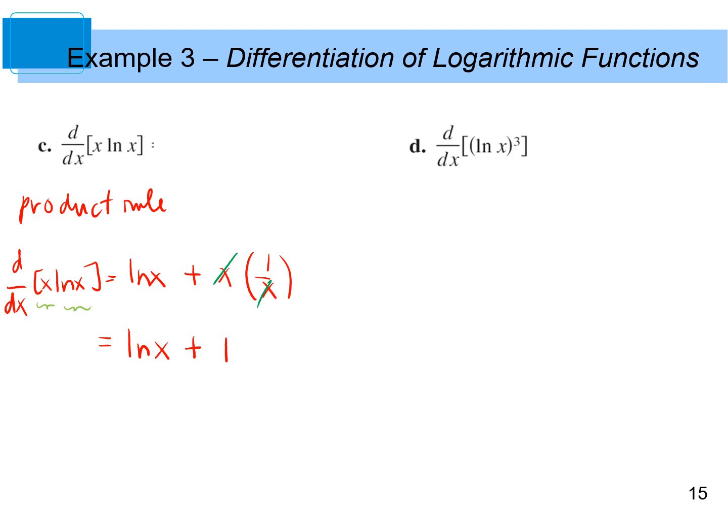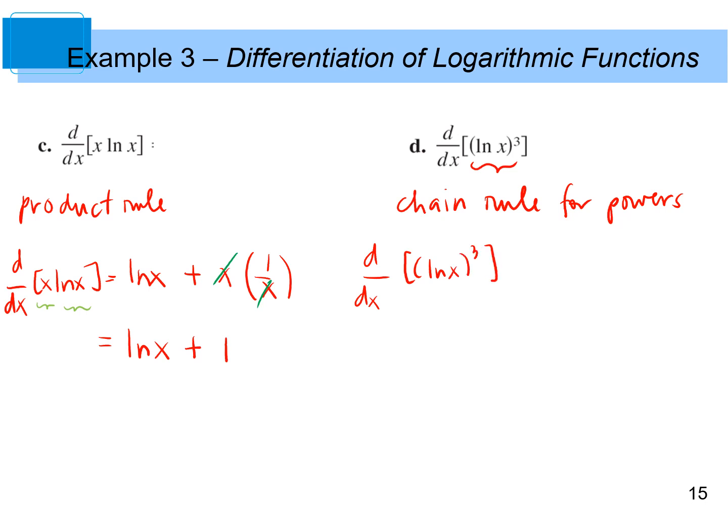Next, we have the derivative of ln of x raised to 3. Here we're going to use the chain rule for powers, because we're getting the derivative of a power. The base is ln of x and its exponent is 3. According to the chain rule for powers, we bring down the exponent first. We bring down 3, we copy the base, which is ln of x, and we put a new exponent, which is 2.